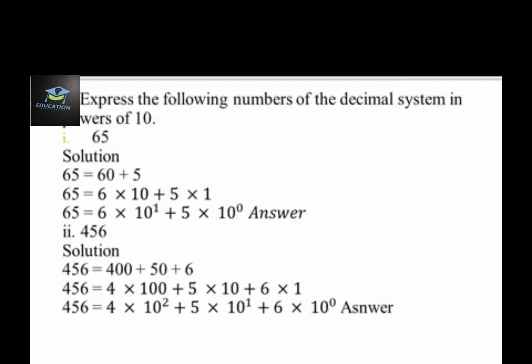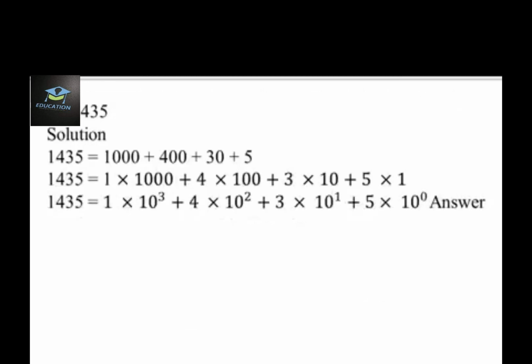Then 4, 5, 6: we have 400 plus 50 plus 6. Then we have 4 multiplied by 100 plus 5 multiplied by 10 plus 6 multiplied by 1. 100 means 10 power 2, 5 multiplied by 10 power 1, then 6 multiplied by 10 power 0.